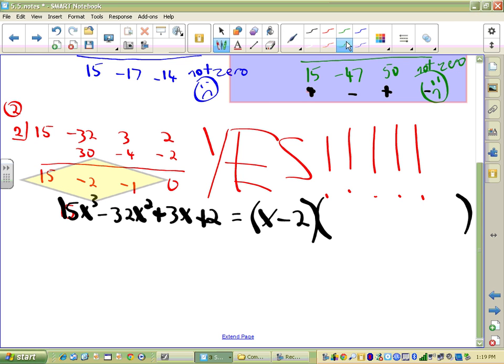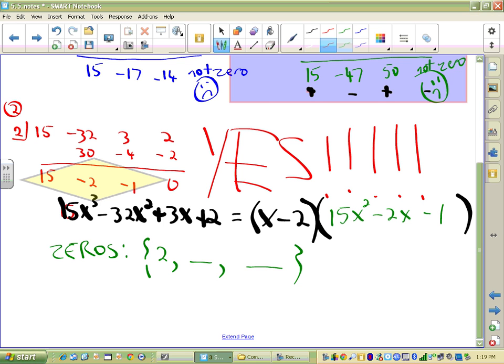So that's going to be 15x squared minus 2x minus 1. In the end, they want to know what all the zeros are, what all the roots are. Well, the zeros, one of them we said was 2. We know there should be 3 because of the fundamental theorem of algebra.